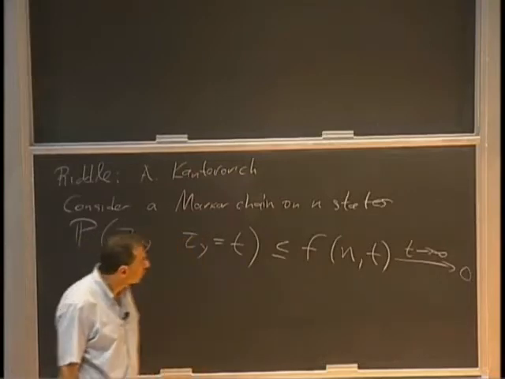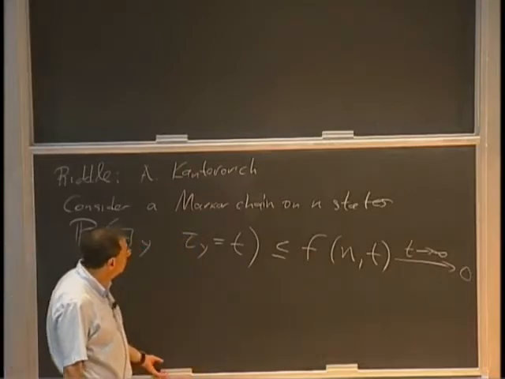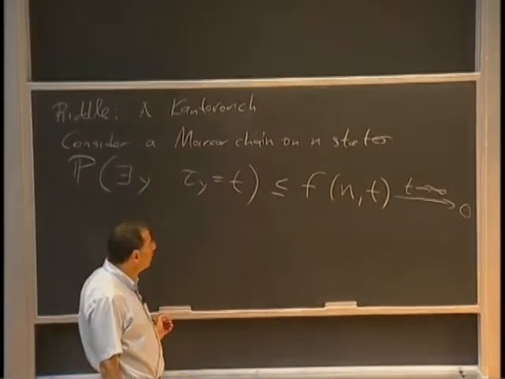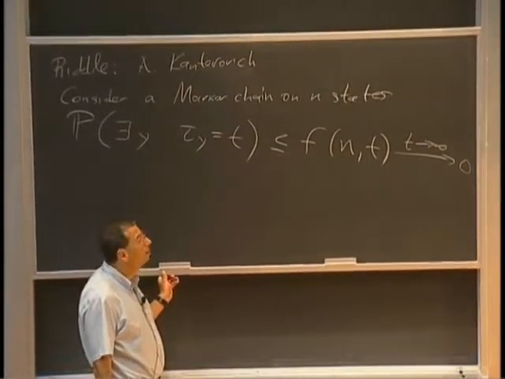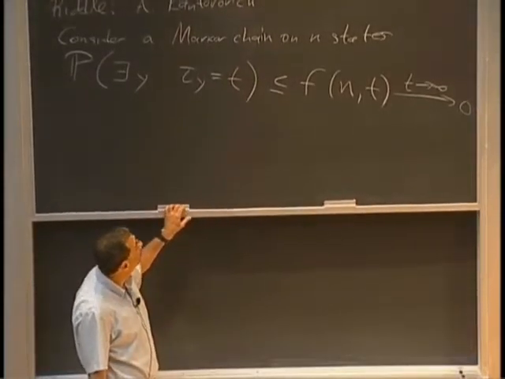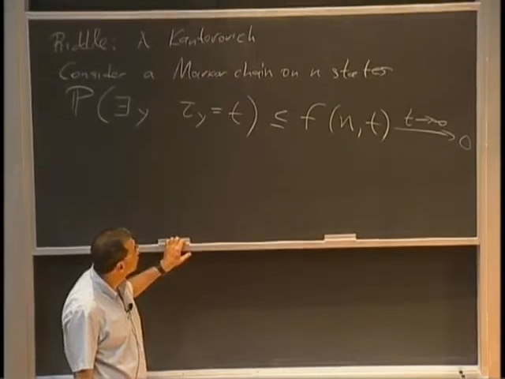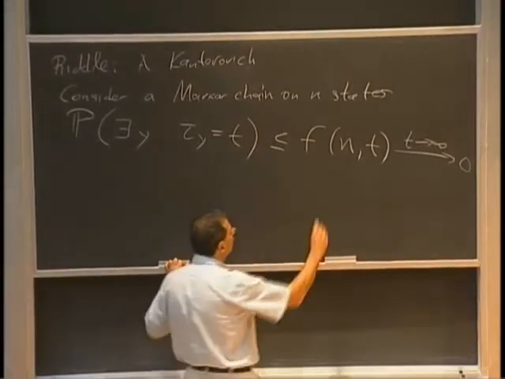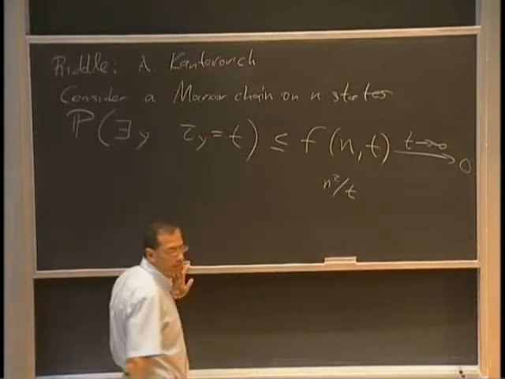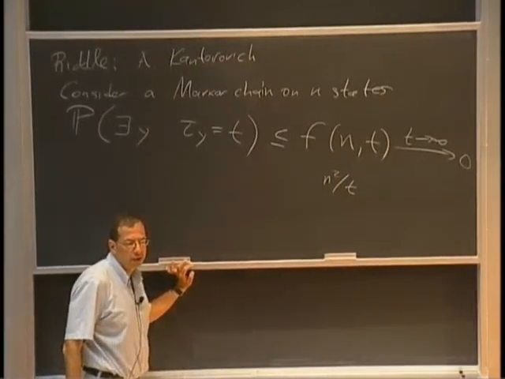And so I'll come back to this riddle later. If anyone has seen this riddle somewhere, please do let me know. Okay, well, I'll say that actually n squared over t is the best function up to a constant.